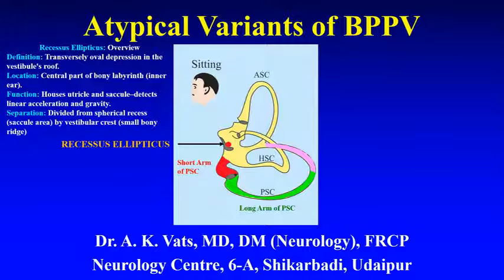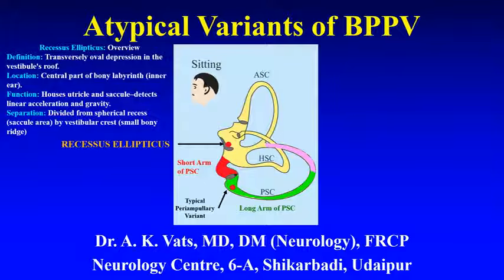The otoconial debris, which normally remains embedded in the gelatinous matrix of the utricular macula in the recessus ellipticus, sometimes gets disengaged, drops off and reaches the periampullary location of the long arm, resulting in the typical periampullary posterior semicircular canalolithiasis that we normally treat with the Epley or Semont maneuver.